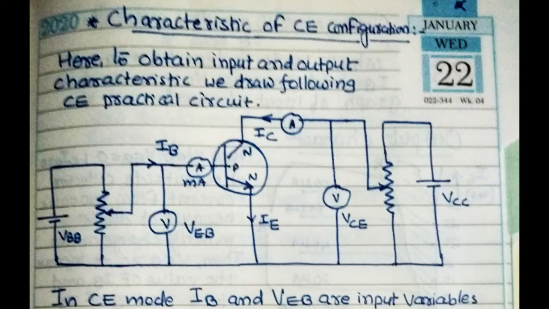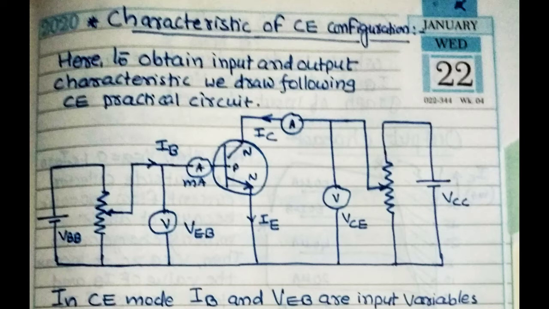Here, to obtain the input and output characteristics, we draw the following common emitter practical circuit, because we want the readings of the input side and the output side, and to draw the graphs which show the functioning of the input side and the output side.